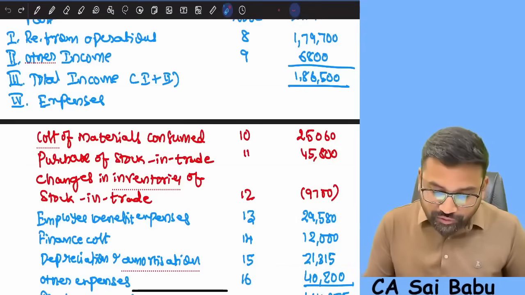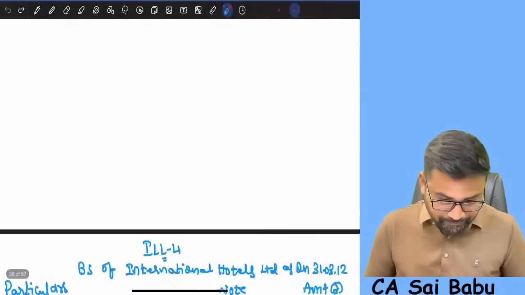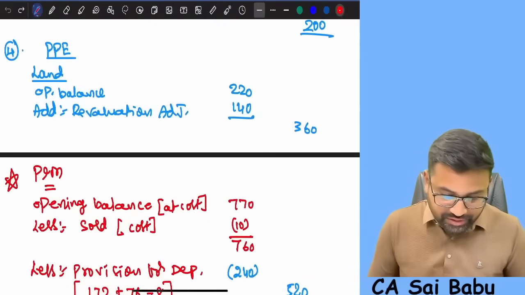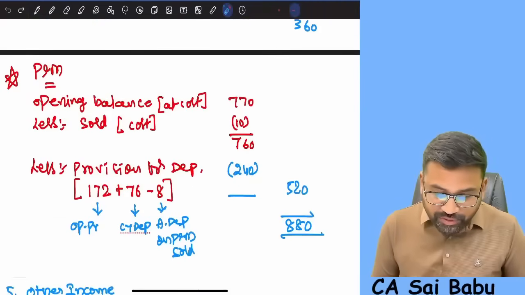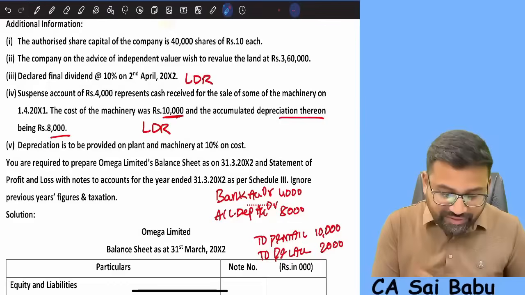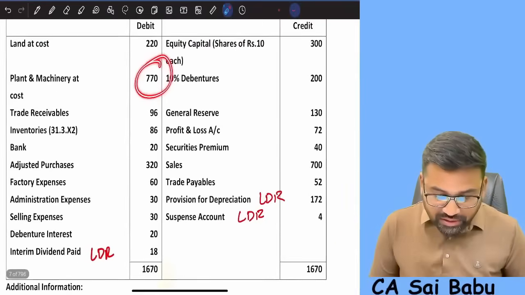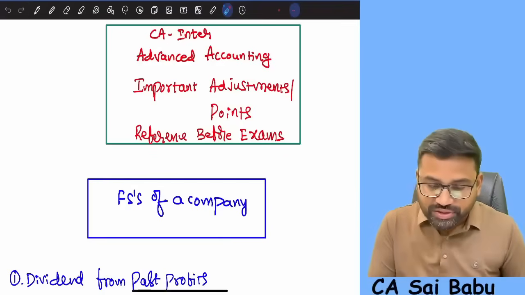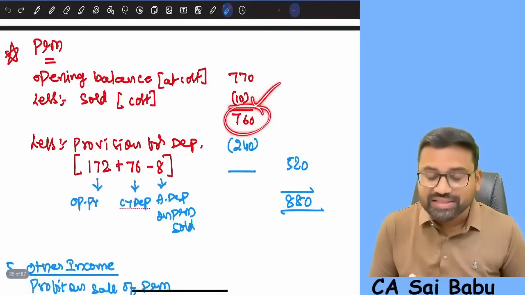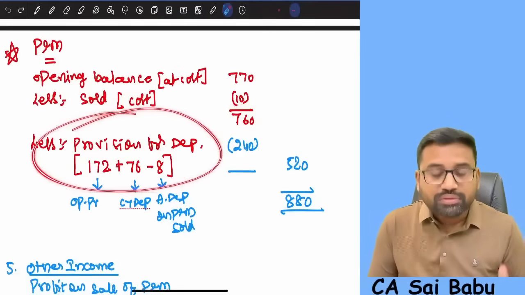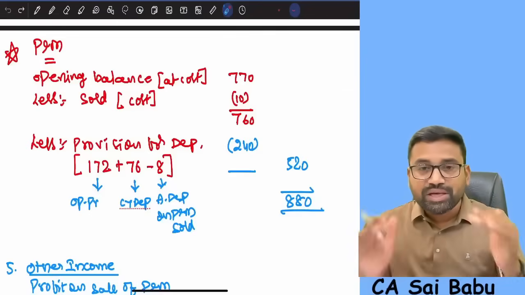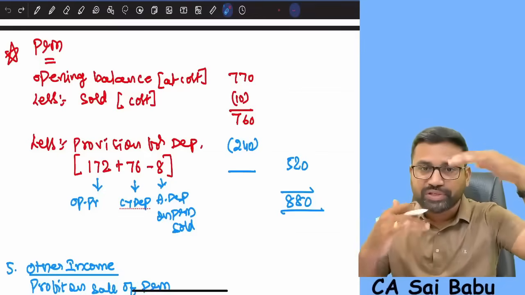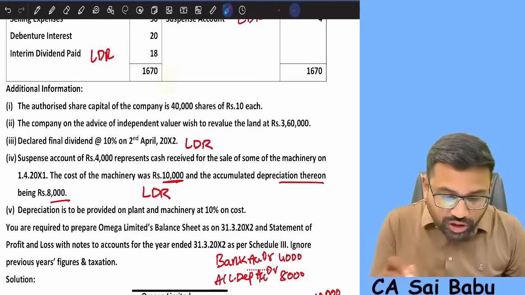So therefore when you prepare the balance sheet, sir, see here plant and machinery, the opening balance of plant and machinery given is 770, sir, see this 770. And from this 770 at the beginning, 10,000 worth of plant and machinery was sold. So minus 10, so 760. From that, I need to less provision for depreciation. Because in the balance sheet, sir, whenever you are presenting assets, it is cost minus provision for depreciation.